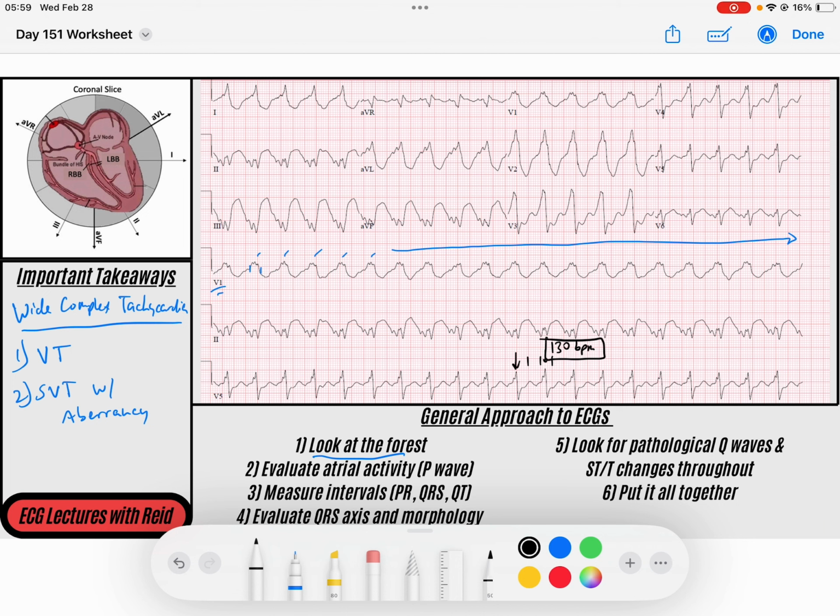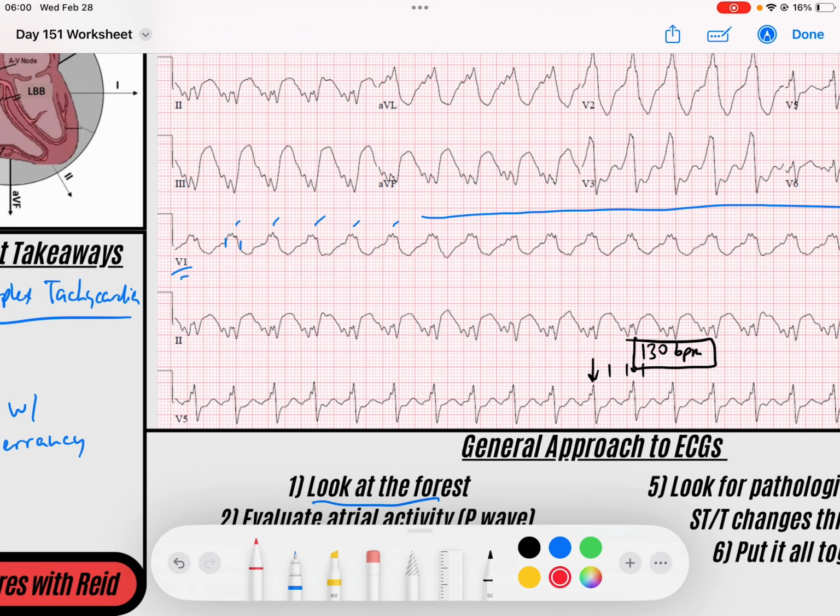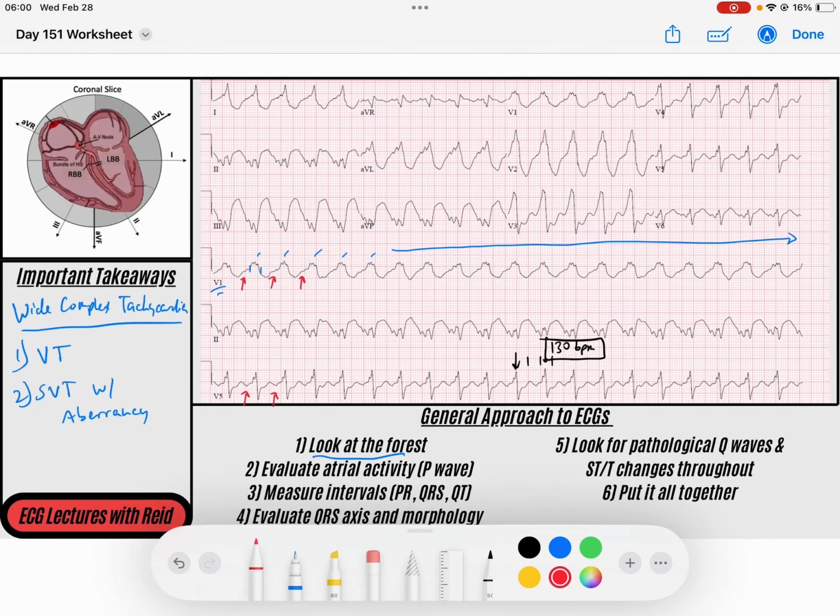So I maybe evaluate, sure, are there P waves in front of my QRSs, right? Let's do that. And maybe you could say I don't see distinct P waves. V1 usually has some decent P waves. I don't see distinct atrial activity before my QRS complexes. I don't see any here.